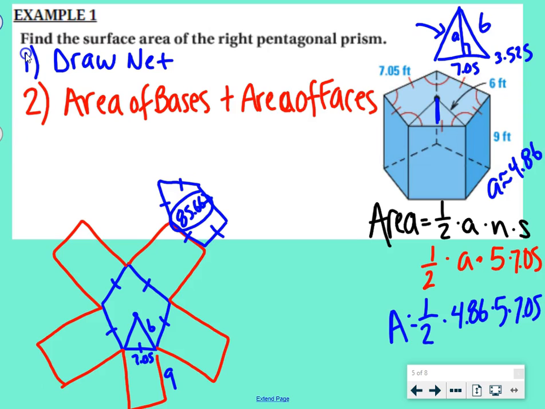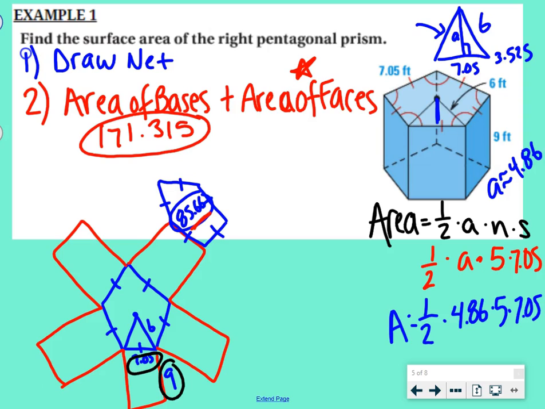Now we have 2 of those bases, so if we just take this number, multiply it by 2, we get 171.315, which then gives you the area of your 2 bases. Now we just need the area of our faces, which is a lot easier because they're rectangles. So you just have to do base times height. We just have to do 9 times 7.05. And when we do that, we get 63.45.